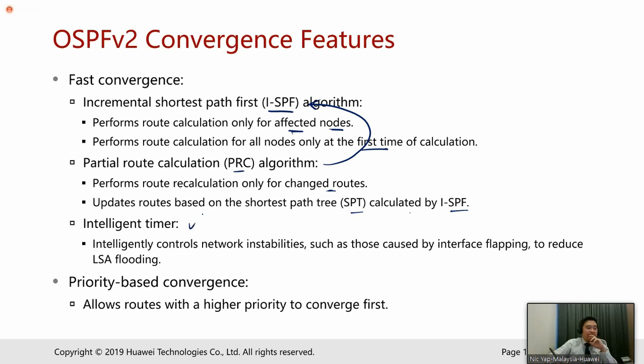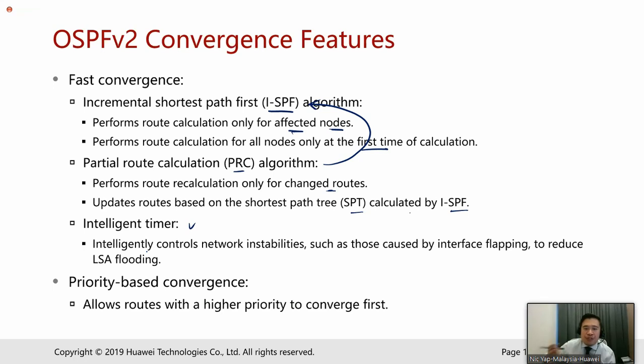The next one is intelligent timers. They intelligently control network instabilities, such as those caused by interface flapping, to reduce LSA flooding. Let's say sometimes when your link is flapping, going up and down, when it goes down I need to send an LSA. When it comes back up, I need to send an LSA for them to recalculate again. If it goes down again, I send one more time. When it goes up again, I send one more time. If you keep sending and sending, you increase the burden on your resources, your CPU resources. They keep processing the same information just because your interface is flapping.